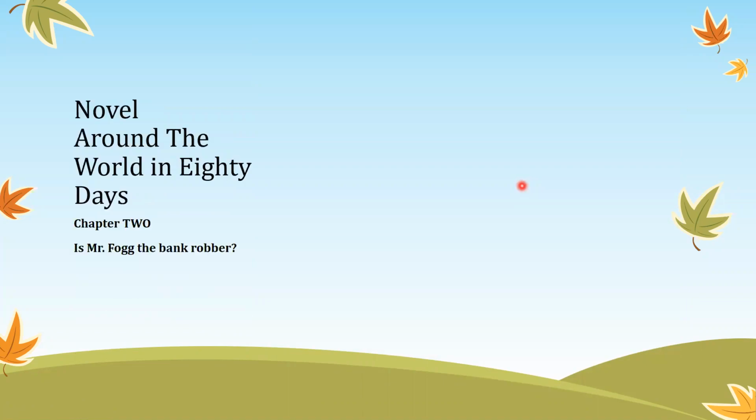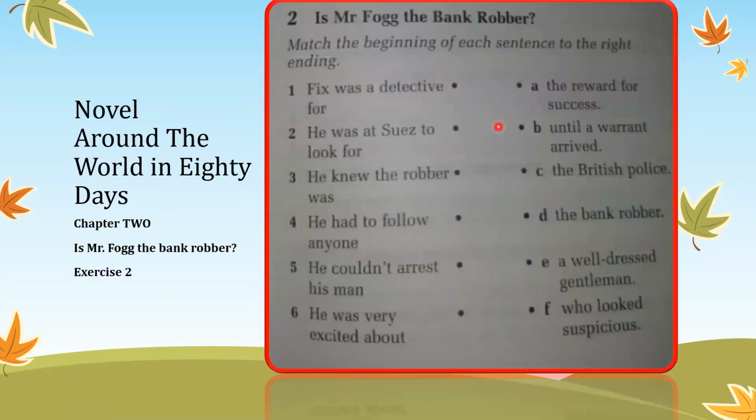Now this is the novel Around the World in 80 Days exercise. Dear students, look over here. Now here, Mr. Fogg, the Bank Robber: match the beginning of each sentence to the right ending. Now the endings are not in sequence, here and there they are. For example, number 1, Fix was a detective for. Now, dear students, how will you do it? Now we will find it over here.